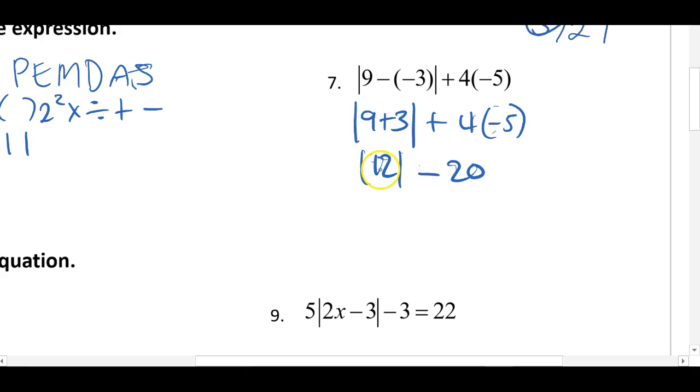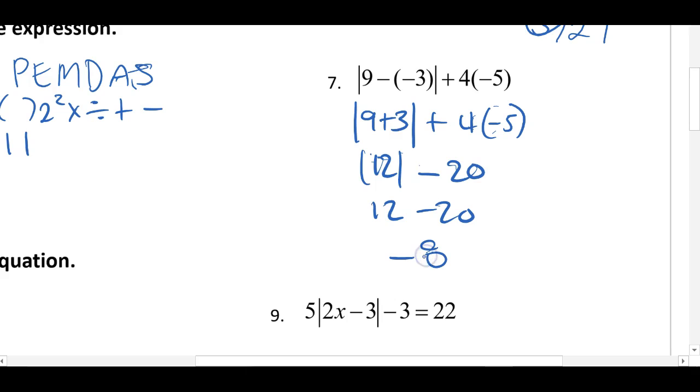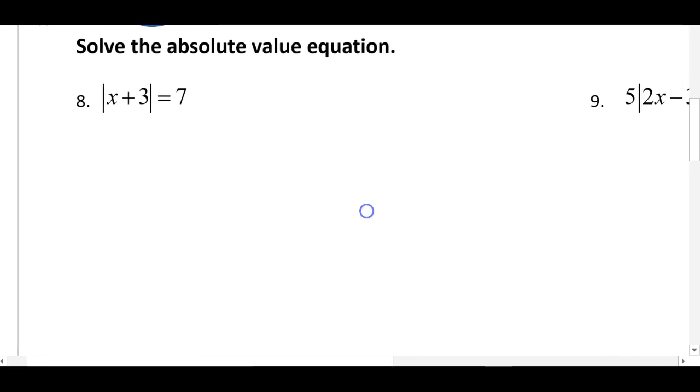Then the absolute value of 12 is 12. And then I subtract 12 minus 20. Well, that will give us -8. So now that's our result. That's our answer there, -8. Let's go on to number 8.